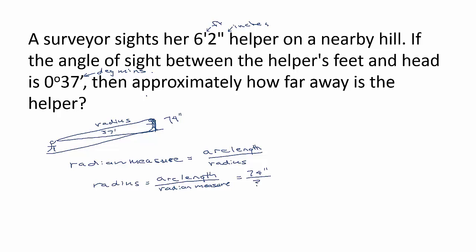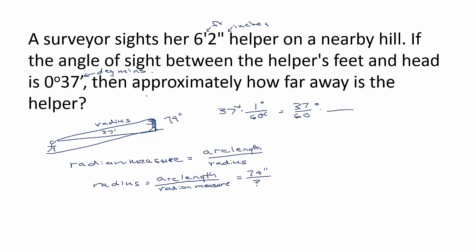Well, I know the angle measure is 37 minutes, so I'm going to need to turn 37 minutes into a measurement in radians. First thing I want to do is change it into degrees, because I know 180 degrees is the same thing as pi radians. That'll help me convert over to radians. So I need to get rid of the minutes, and 60 minutes makes 1 degree. So since the units of minutes cancel, we've got 37/60ths of a degree.